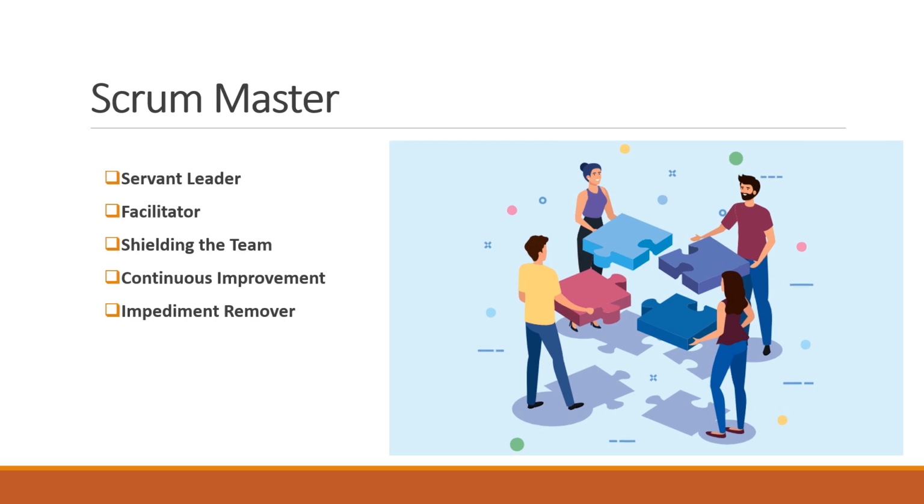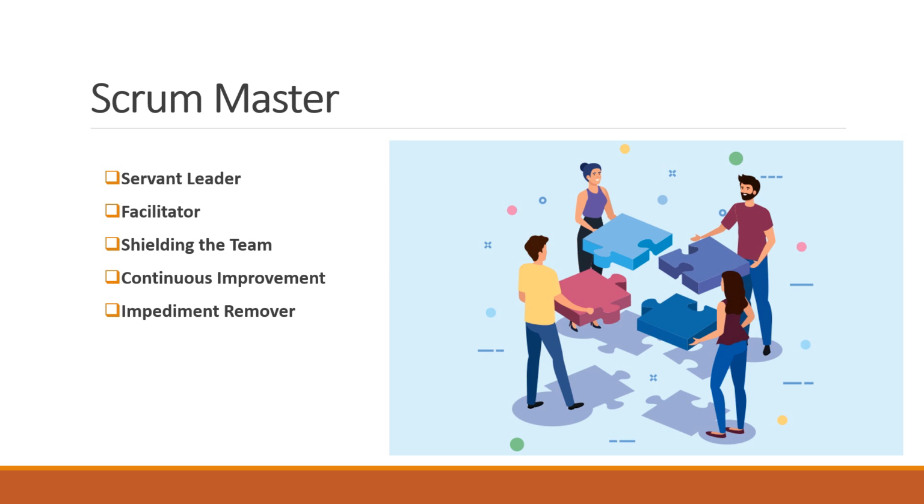Scrum Master. The Scrum Master is a servant leader. They help everyone understand Scrum practices, rules, and values. They are facilitators. They orchestrate key ceremonies like daily stand-ups, sprint review, sprint retrospective, and sprint planning.